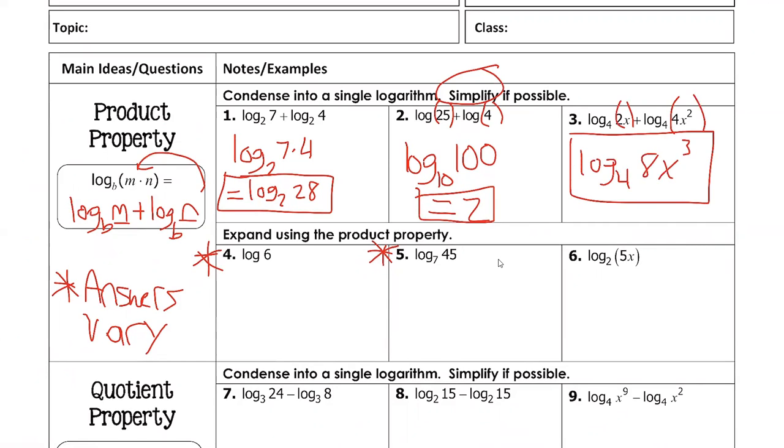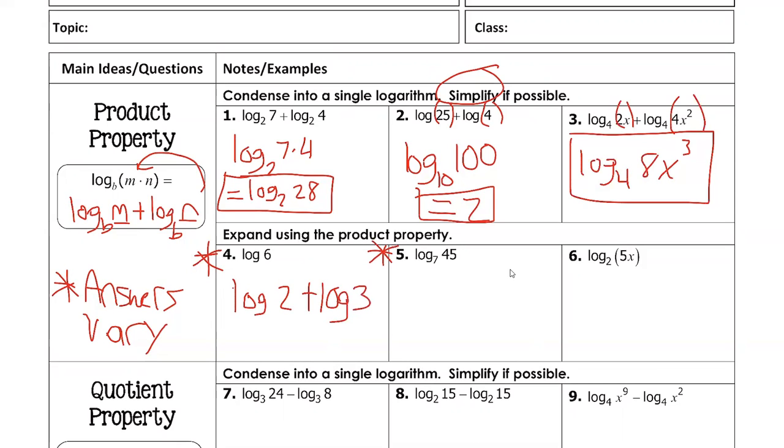Now we're going to be expanding. Honestly, I think questions 4 and 5 are a little bit silly because you probably wouldn't ever do this in an actual problem, but you could expand a number. Basically, you could think of two numbers that multiply to 6. There's definitely more than one answer because there's more than one pair of factors of 6. You could do 6 and 1, or 2 and 3. But you could rewrite this as log 2 plus log of 3.